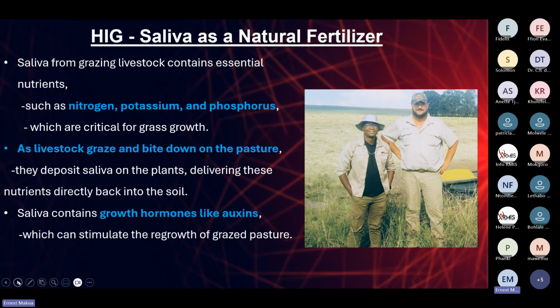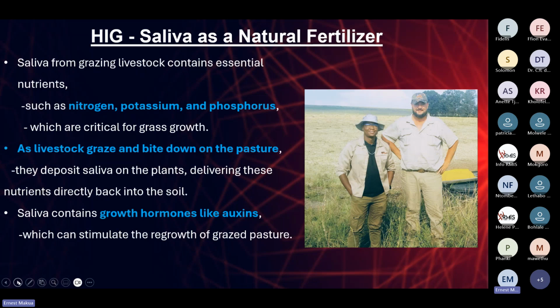nutrient circularity under high intensity grazing, because first of all you get the nutrients from the saliva. Number two, you get the nutrients from the urine from the cattle. Number three, you get the nutrients from the manure. So there's three key elements: the urine, the saliva and the manure, which produce the key nutrients that are very key in terms of pasture growth stimulation. So this is a very increased form of circularity of nutrients.